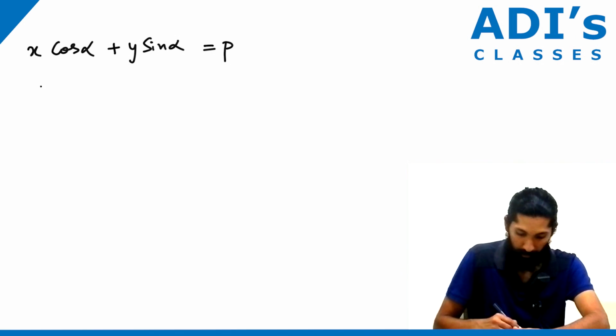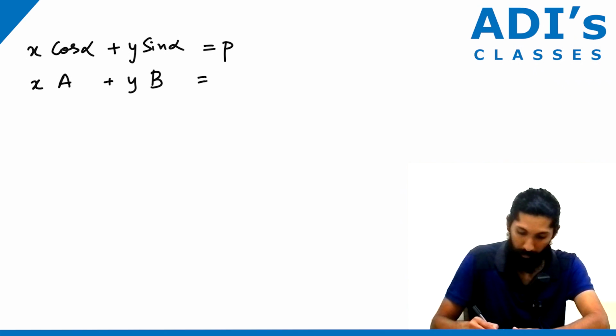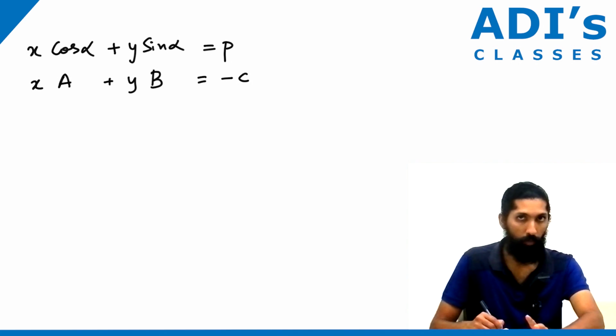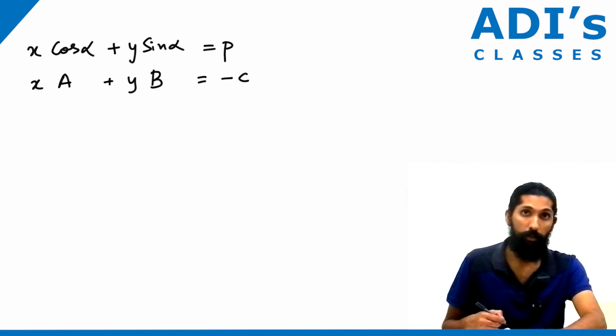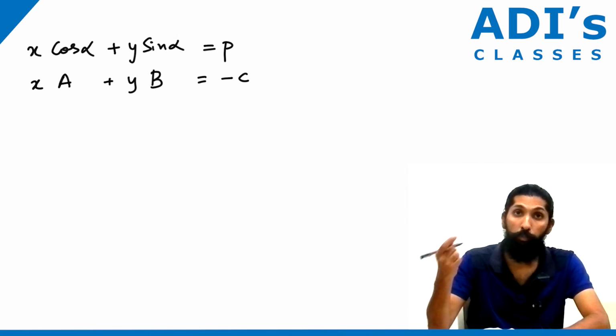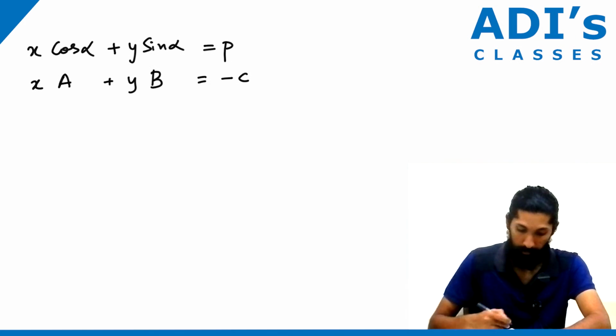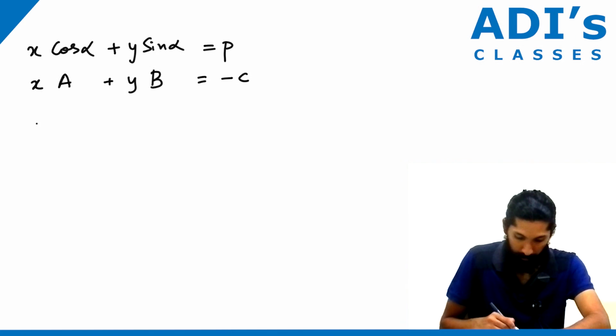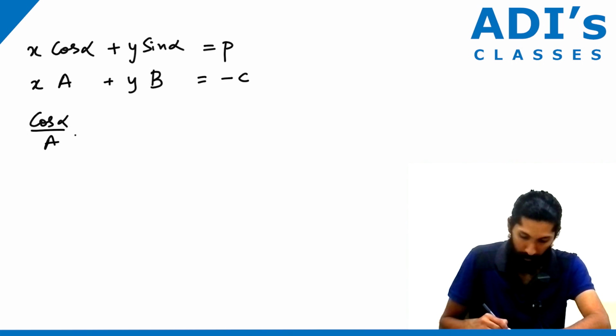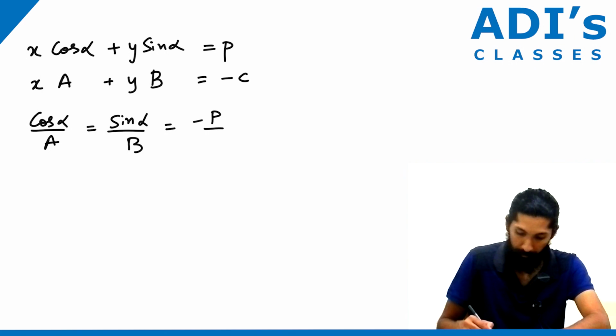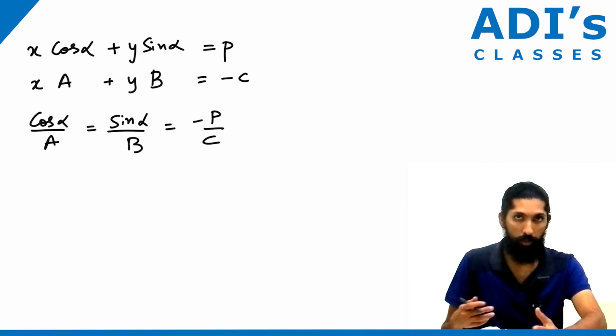Now we'll write ax into x plus y into b is equal to minus c. Now if you compare this, the coefficients are proportional to each other. In the sense, we can write that cos alpha divided by a is equal to sin alpha divided by b is equal to minus p divided by c. It's proportional. That's what we are trying to say.